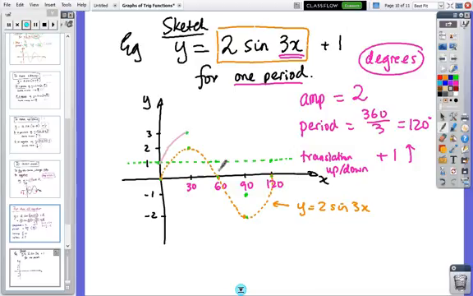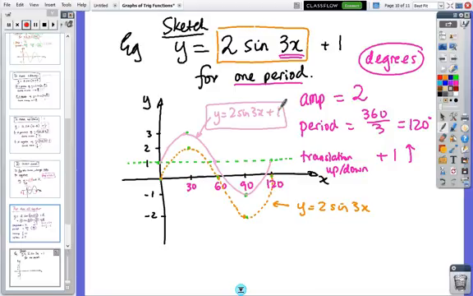Oh, I lost this point here. So that's, oh, there it is there. So down to 0, then down to -1, and then back up. Okay. So that graph there is y equals 2 sine 3x plus 1.